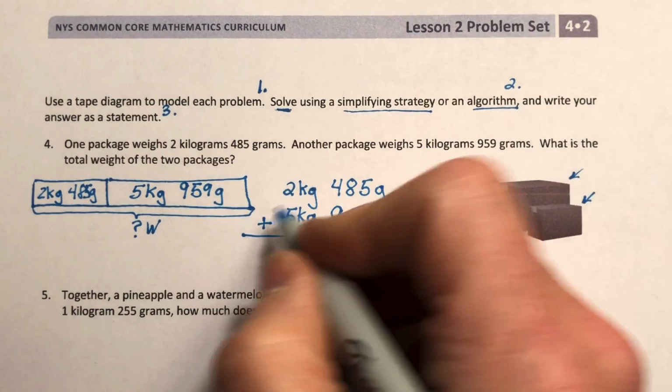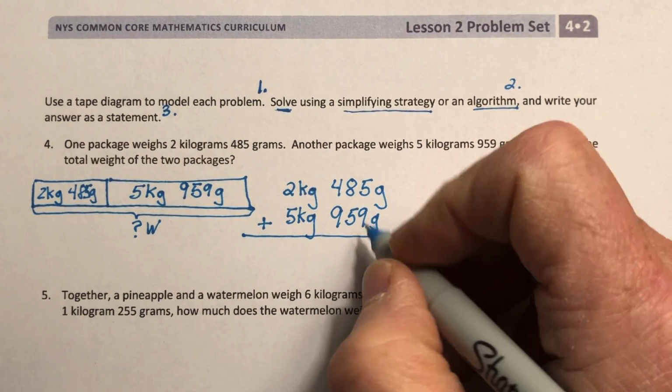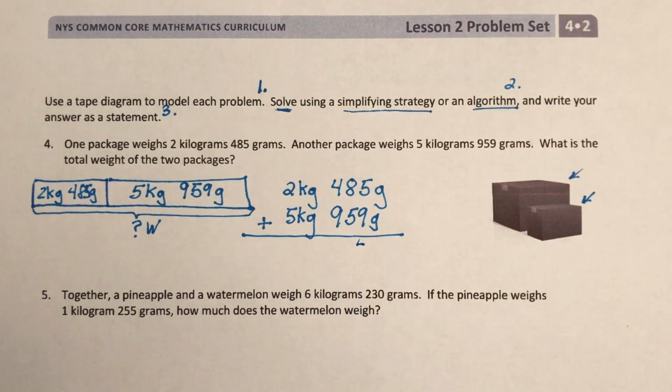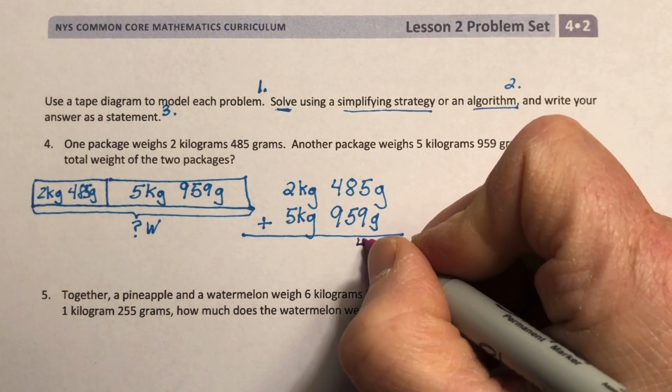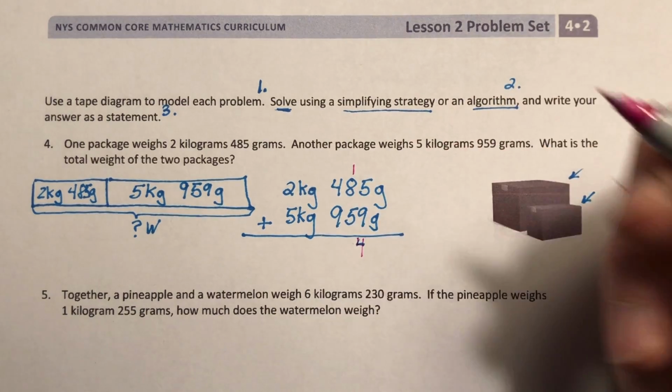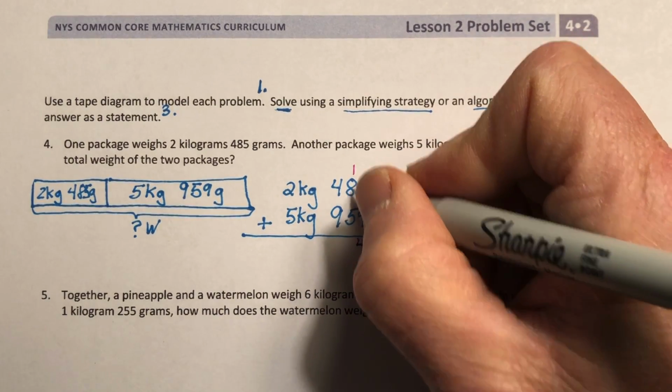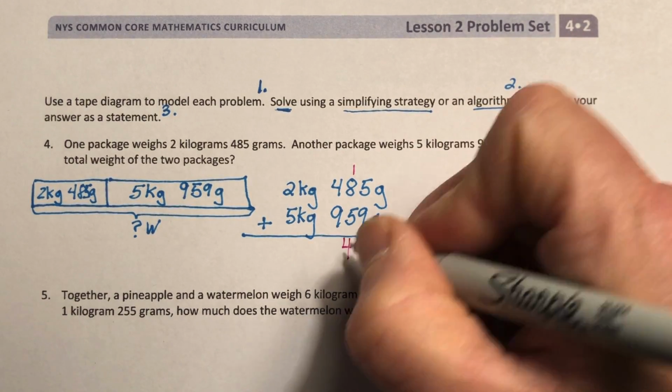Okay, so let's add these up. 5 plus 9 is 14. Put down the 4. I'm going to change colors here. I like to do that. 5 plus 8 is 13, plus the 1 is 14. Carry the 1. Okay. 1 plus 8 is 9. Plus 5 is 14 again. Carry the 1.